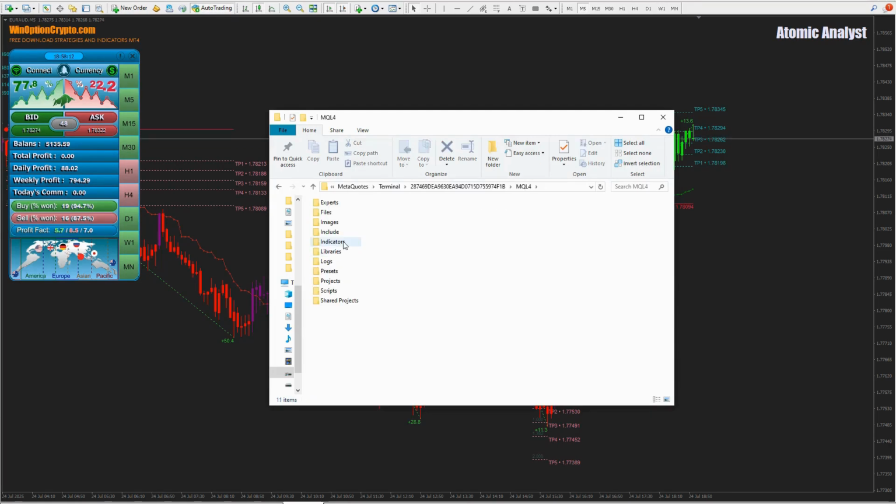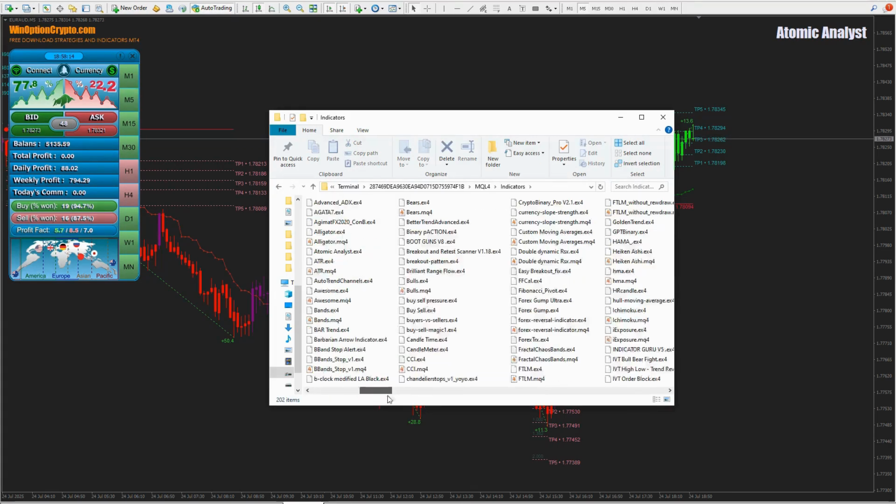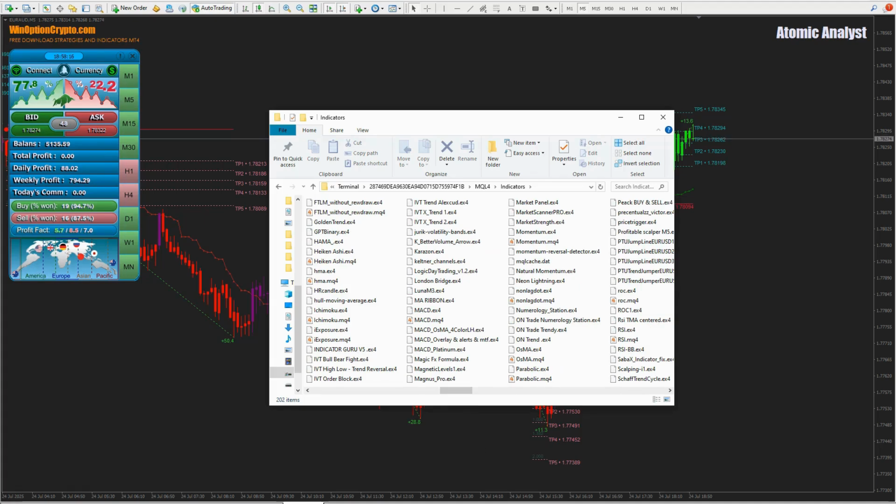Nothing complicated. You will find a link to the archive with the indicator and detailed instructions for installing it in the description under this video. Now let's look at the operating principle and key settings of this indicator.